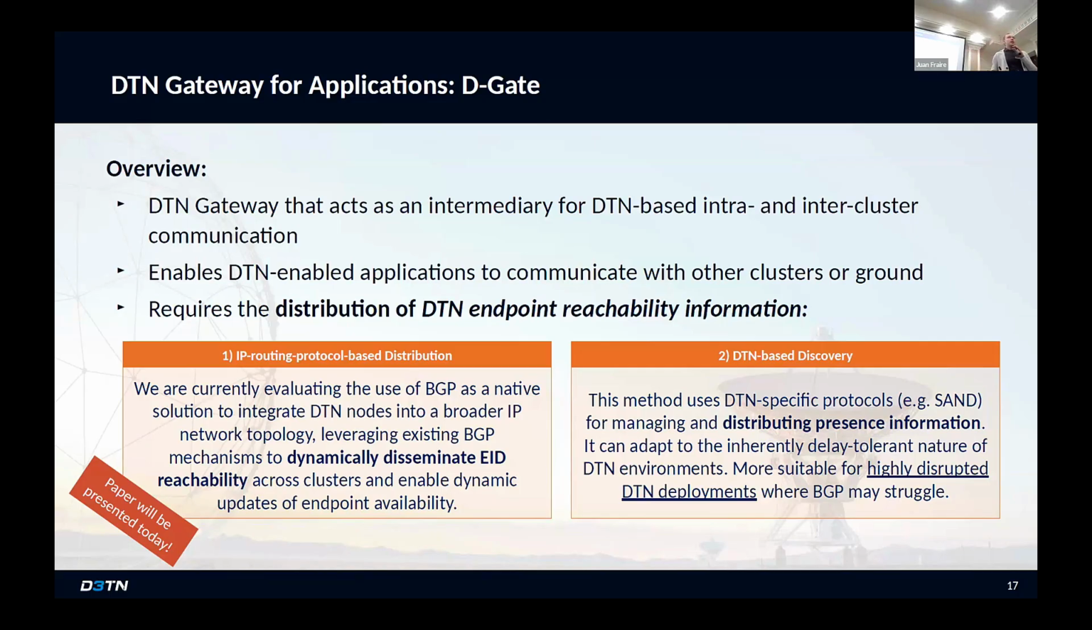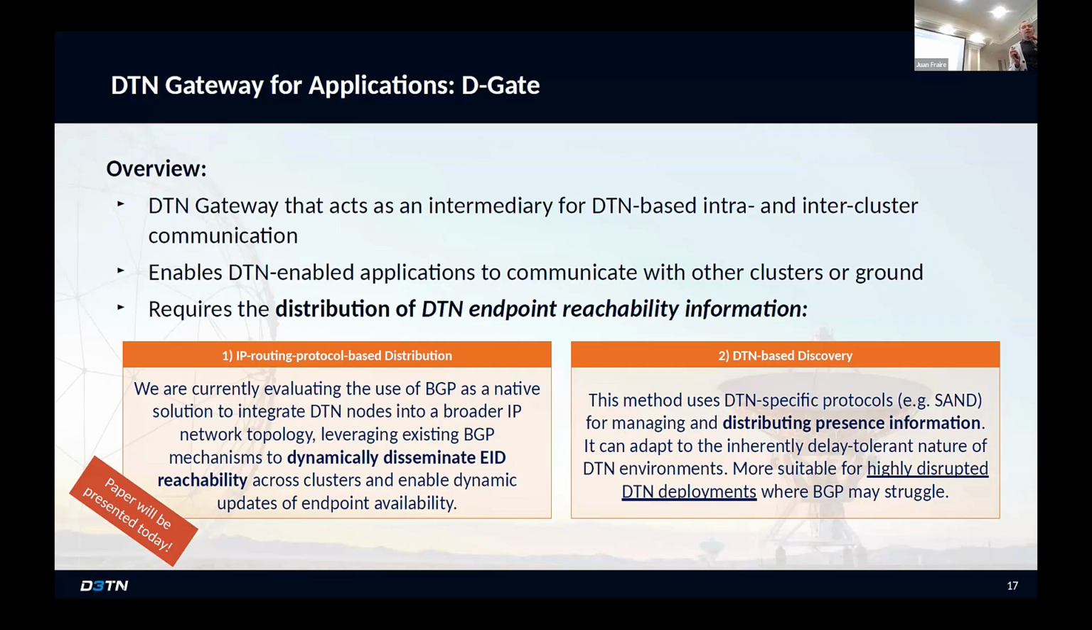On the other hand, we need something that distributes the reachability information over the DTN link. And this is the second aspect we plan to now touch on in the remaining project year. So we are currently developing concepts for that and discussing how to tackle it.